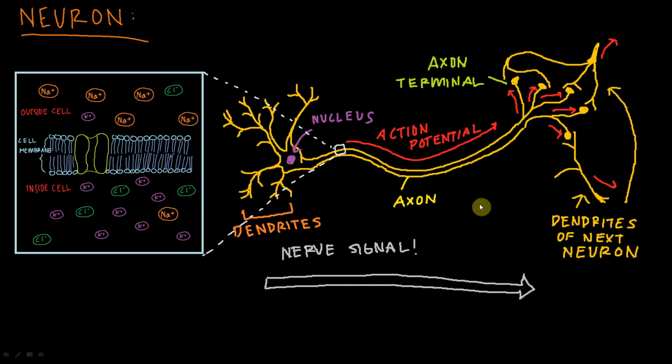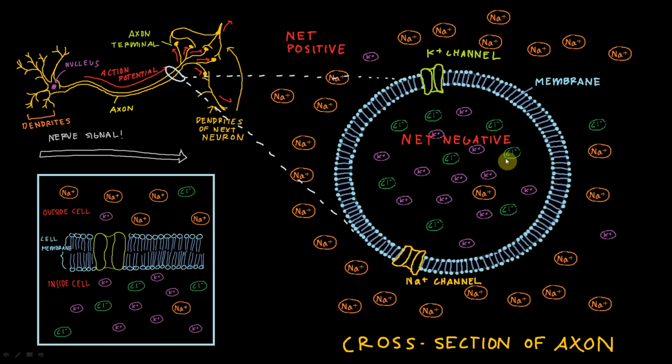Now in this video, we're going to focus in on what happens here at the axon, but what happens at the synapse is also really, really cool. So let's take a look at a cross-section of the axon.